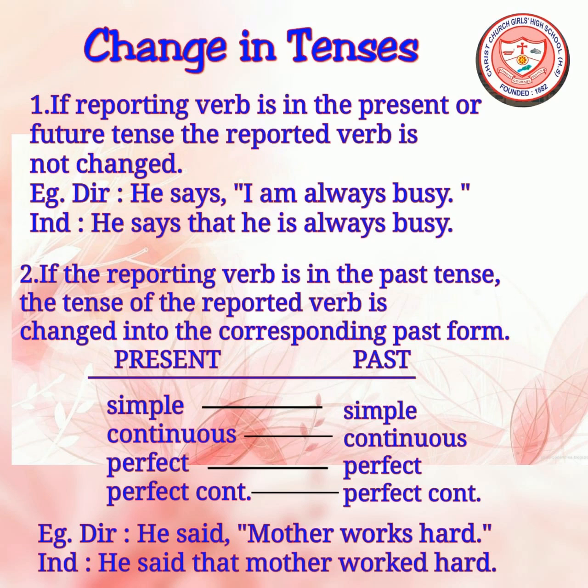For example, direct speech, "He said, 'Mother works hard.'" And the same sentence is changed into indirect speech, and it is said, "He said that mother worked hard." The reporting verb is in simple past tense, and the tense of the reported verb is changed into simple past tense.